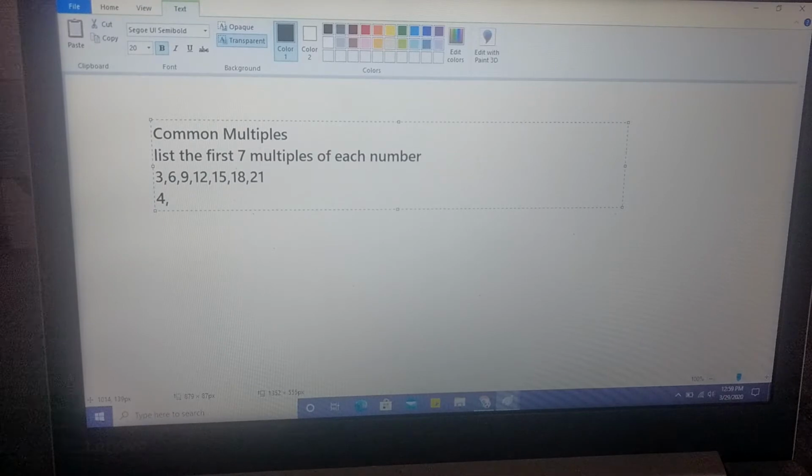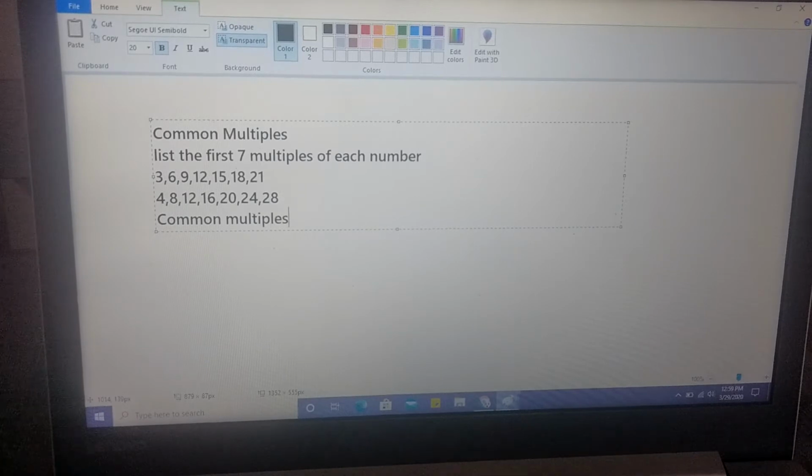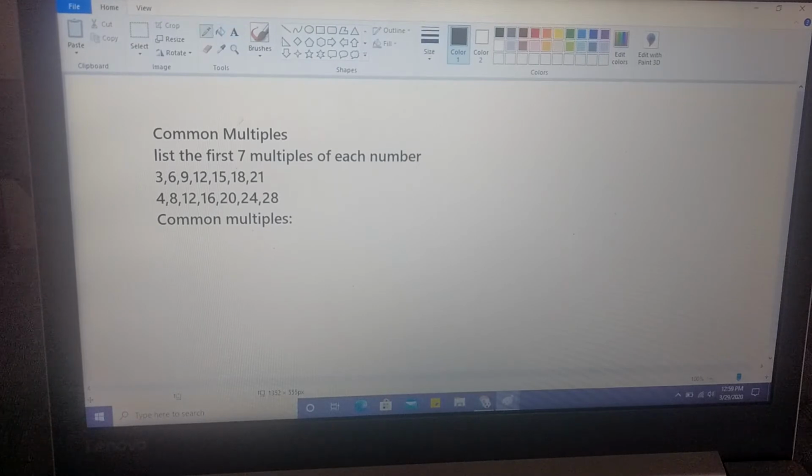So 4 would be times 2 would be 8, times 3 would be 12, and then 16, 20, 24, and then finally 28. So when we're thinking of common multiples, we're just going to take a look at the ones that they have the same, and we're going to circle them. Let me switch out of this. And we're going to circle. So the common multiples of 3 and 4, let's see what we got.